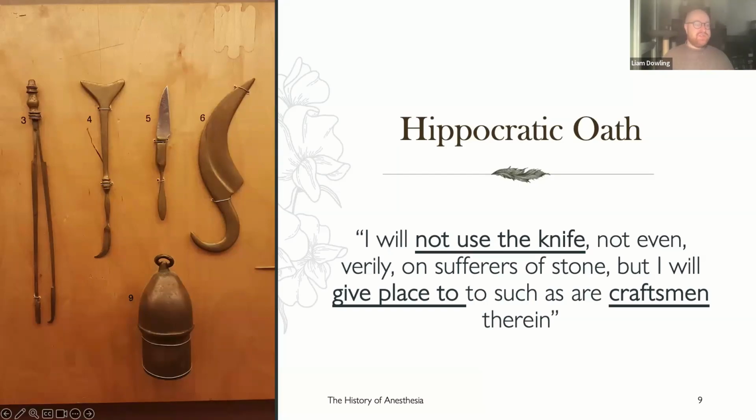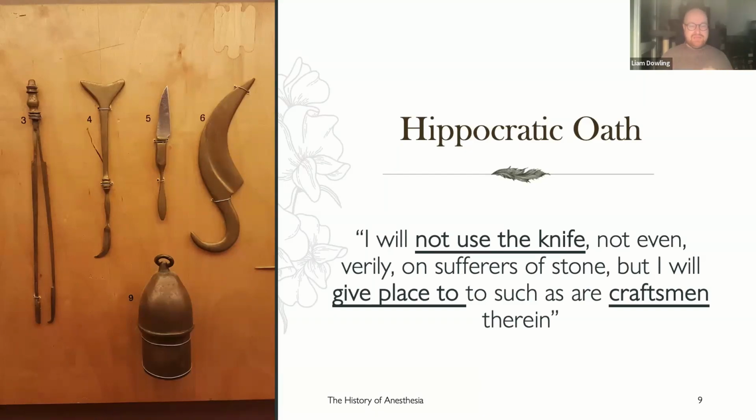And essentially, what this oath says is that as a physician, I will not perform surgery. I will not do surgery on people who essentially have kidney stones, nephrolithiasis at this point in time, and that surgery is supposed to be left to different individuals, people who have a different skill set at that time.